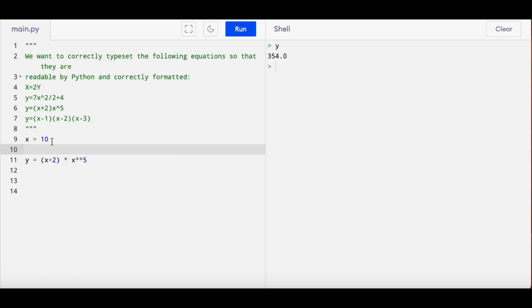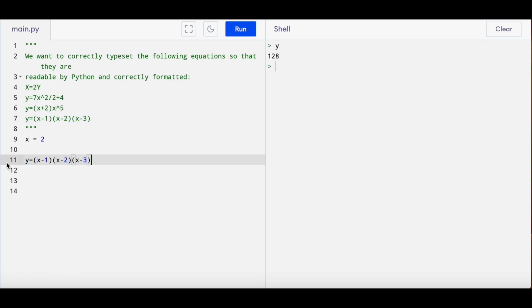And then let's not use x equals 10, let's use x equals 2, just because we're raising to the 5th power, so it's going to be a bigger number. We get 128, and that makes sense because 2 to the 5th is 32, 2 plus 2 is 4, and 4 times 32 is 128. That output is what we expect.